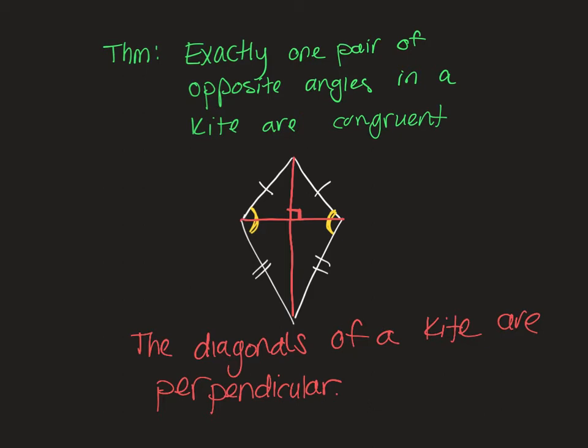And the other thing that happens in a kite is that the diagonal that goes through your non-congruent angles is going to bisect those angles. I know, that's a lot. So that just means this is congruent to this, and this is congruent to this. That's the second theorem in that second box on page 279, where it says the axis of symmetry bisects the crossbar and the two non-congruent angles of a kite.